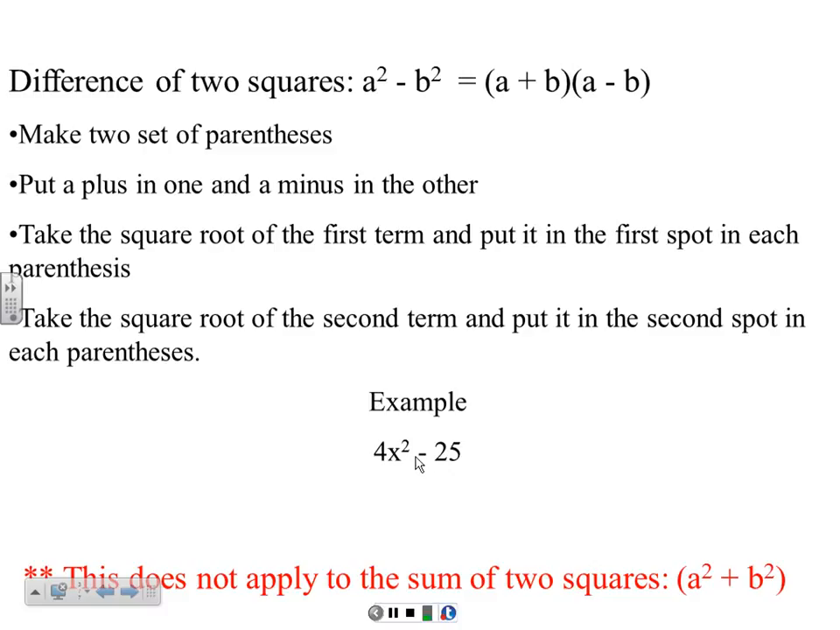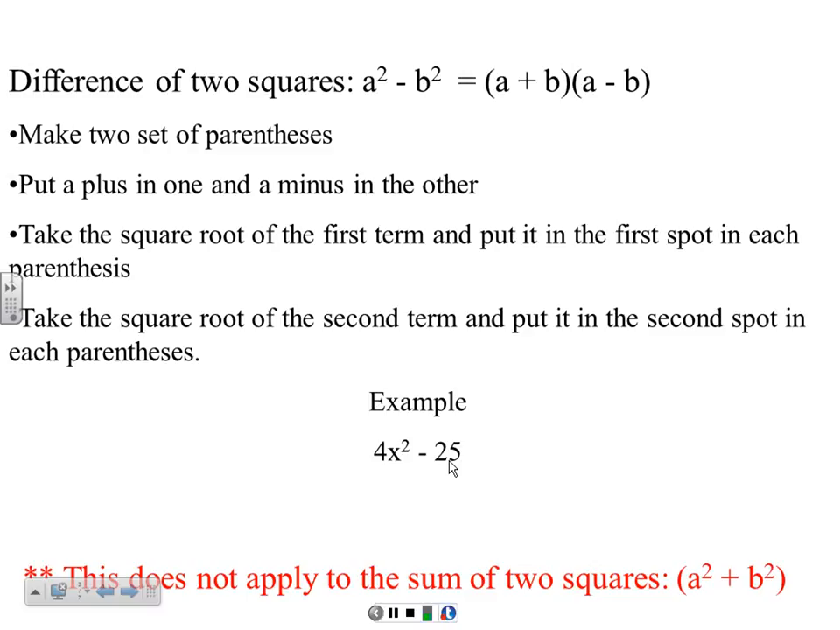Now, the next thing I'm going to test is, can I take the square root of 4x squared? Well, the square root of 4 is 2, so I can take the square root of that. And the square root of x squared, when you take the square root of a power of an exponent, you have to be able to divide it by 2. So in other words, your power needs to be even in order for it to be a perfect square. So the square root of x squared is just simply x. And then the square root of 25 is going to be 5.